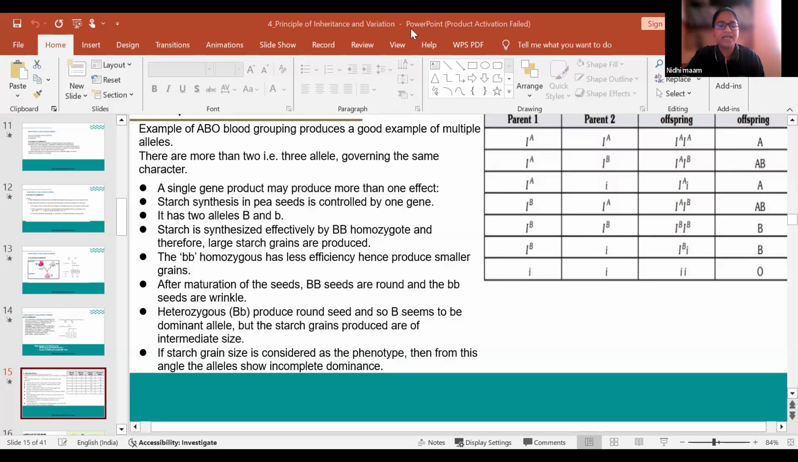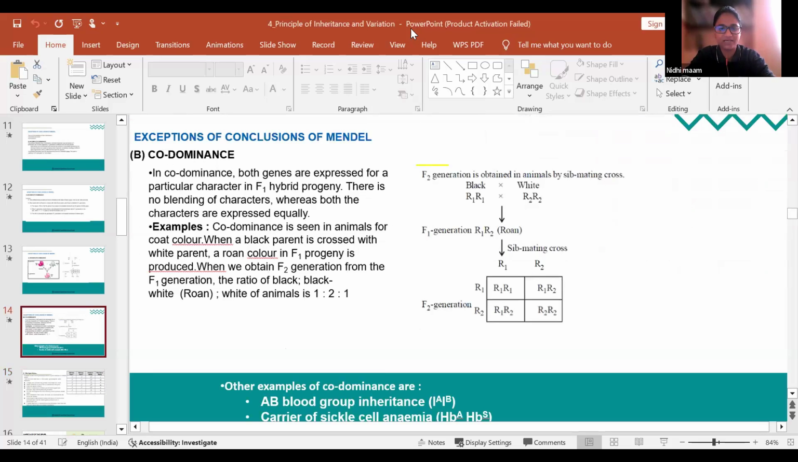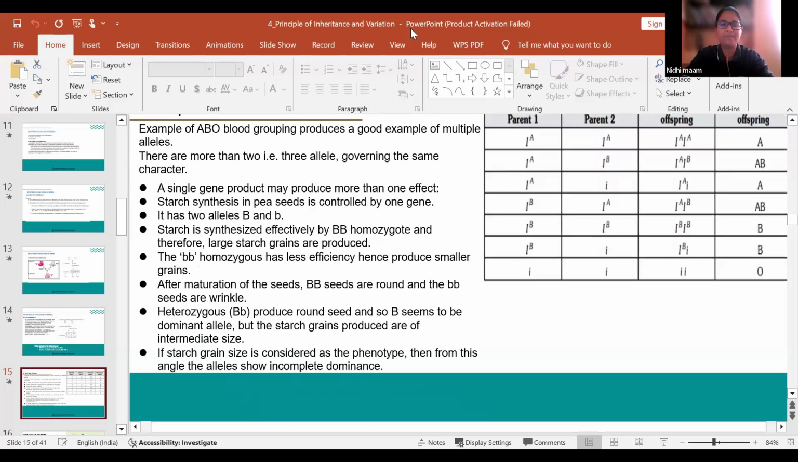So here example of ABO blood grouping produces good examples of multiple alleles. So ಇಲ್ಲಿವರೆಗೂ ನಾವು codominance ಬಗ್ಗೆ ಕಲ್ತ್ವಿ. Here you can see ಇದರಲ್ಲೇ ನಮಗೆ ಮಲ್ಟಿಪಲ್ ಅಲೀಲ್ಸ್ ಅನ್ನೋ ಕಾನ್ಸೆಪ್ಟ್ ಬರುತ್ತೆ. ಮಲ್ಟಿಪಲ್ ಅಲೀಲ್ಸ್ ಅಂದ್ರೆ ಏನು? As I said before, my dear boys and girls, alleles are nothing but the genetic forms.